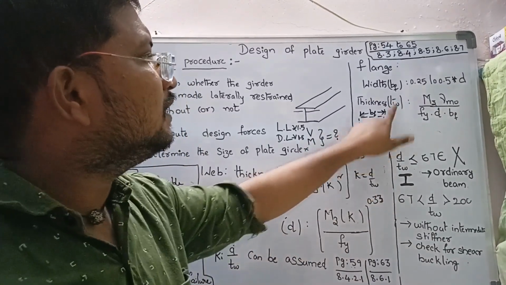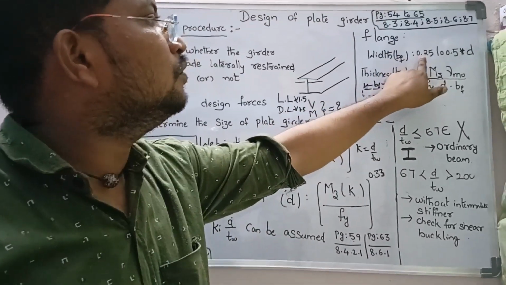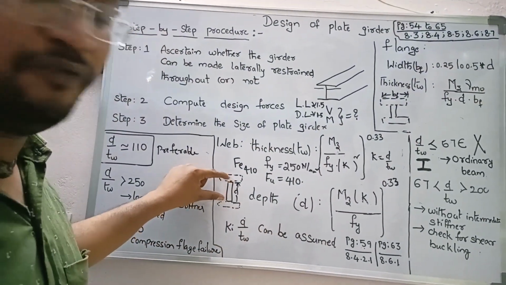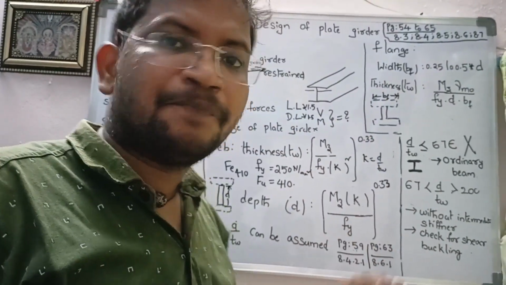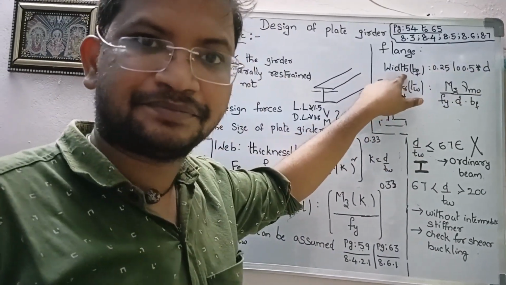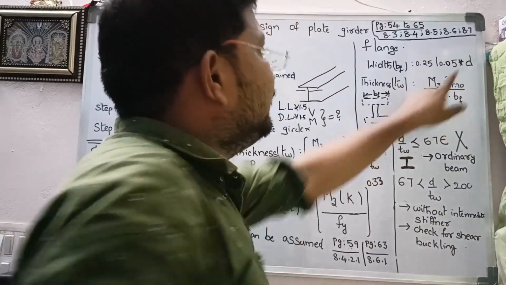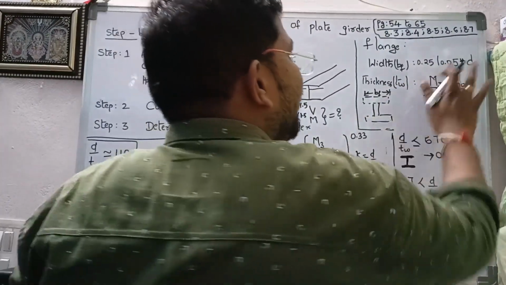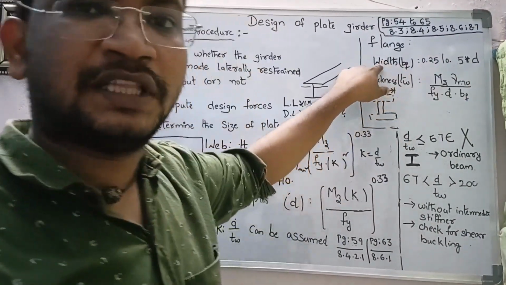Width of the flange should be approximately equal to 25 to 50% of depth of the web. You should take 25 to 50% of depth of the web as the width of the flange. Means by multiplying depth of the web with 0.25 to 0.5, you can get the width of the flange.